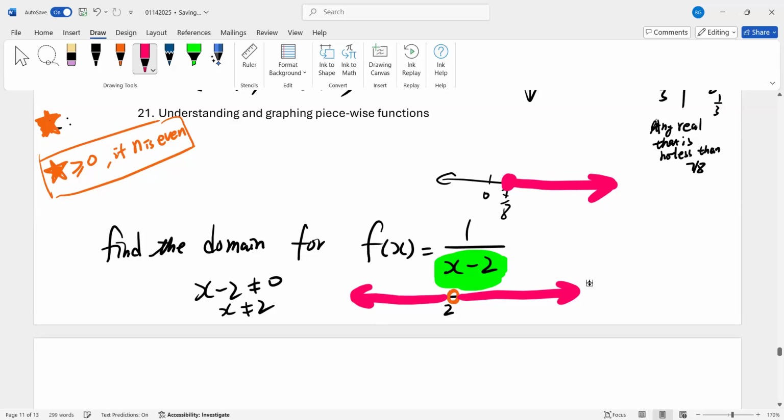As you can see on this real number line, I have 2 pieces. Do you agree? It's like if you use your hand to pick up one piece, you will have this piece. This is one piece, and this is another piece. So the domain has 2 pieces. You have to put them together, so you're going to union the 2 pieces.